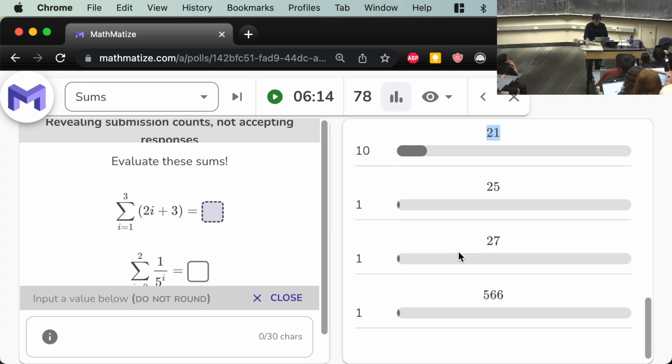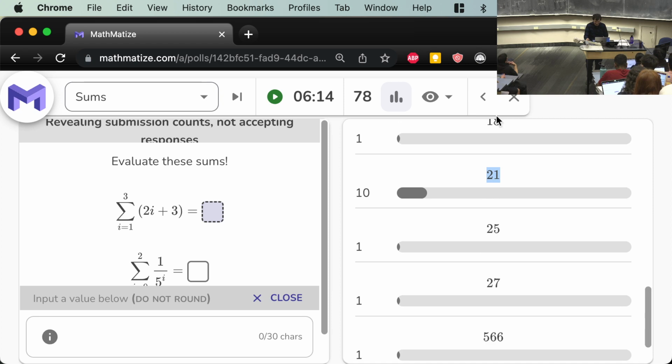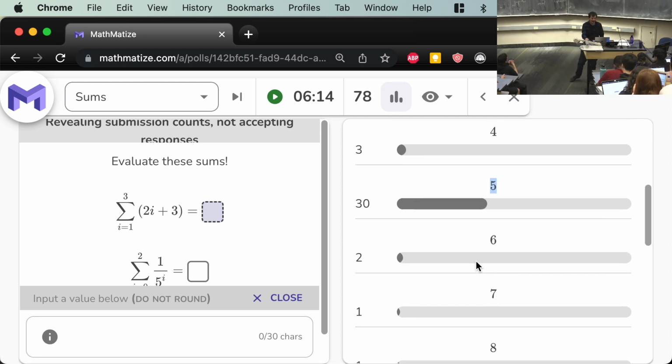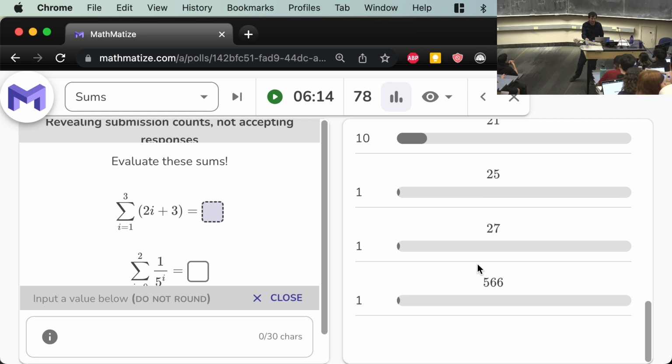Yeah, well, 10 people got 21. Okay, so not very many. Most people picked 5. And 5 is the first number, but I want the whole sum, which is 21. So I'm still happy with this because lots of people got the right thing.